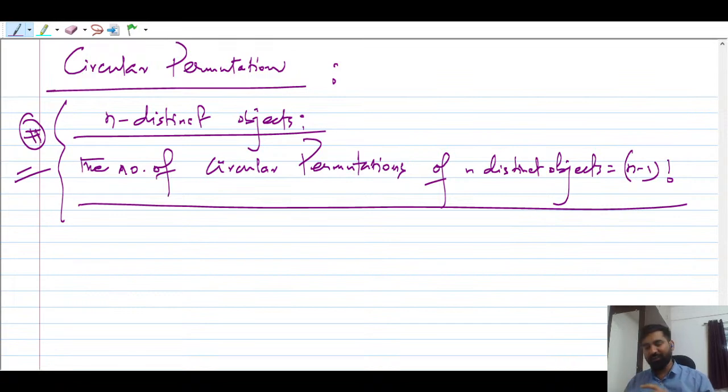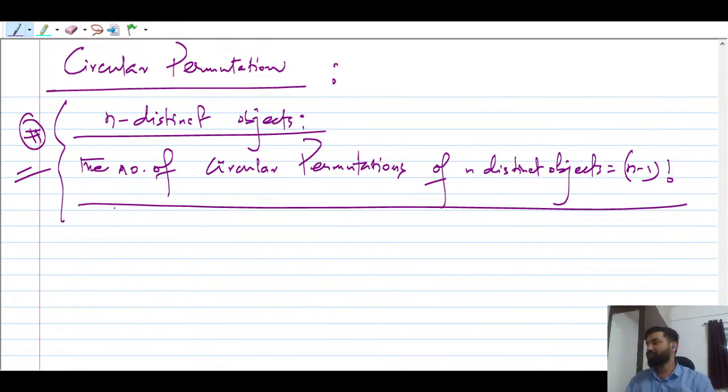You will find that both sides are the same. Yes, Devang, this is when clockwise and anticlockwise are different, right? So this is very important to keep in mind.